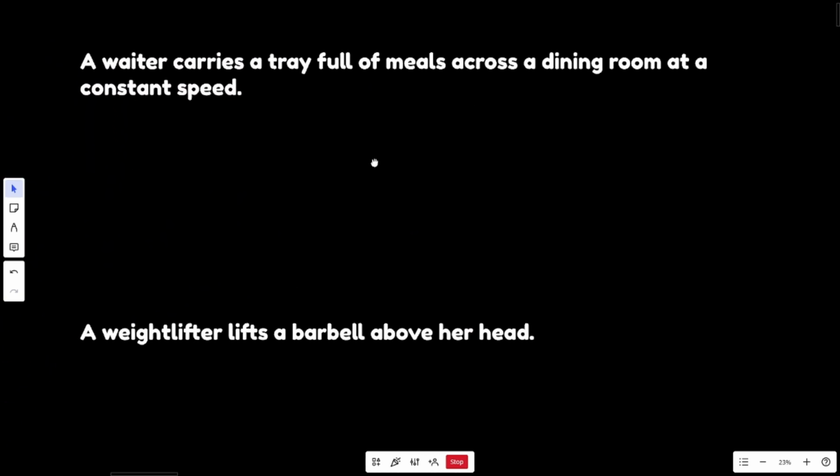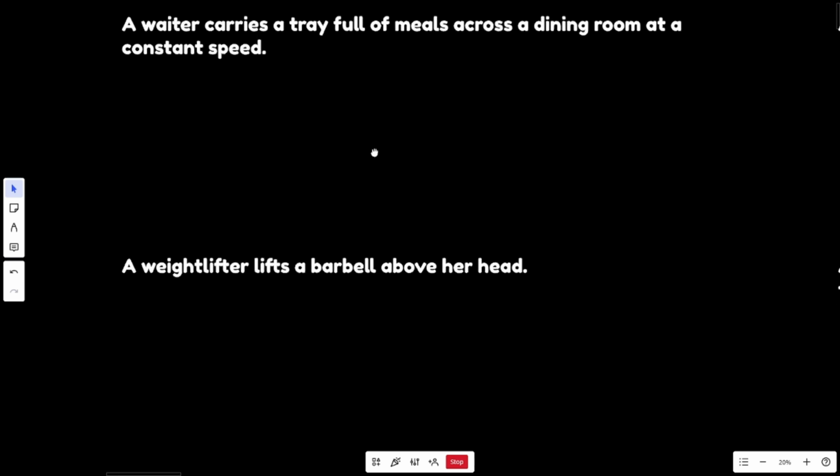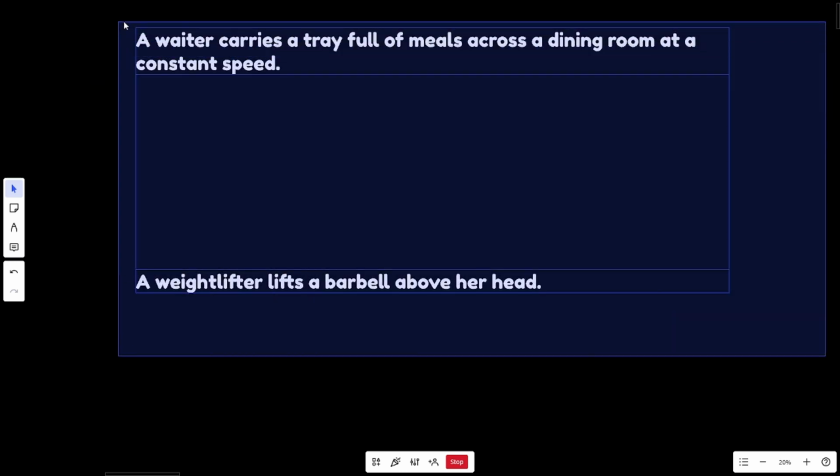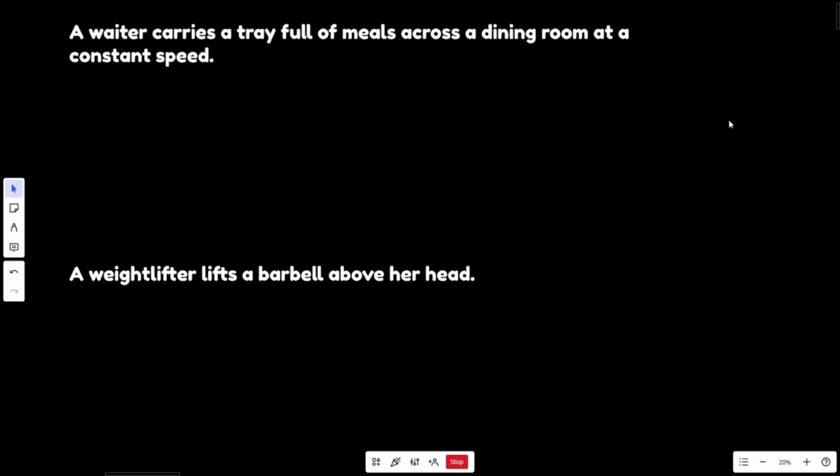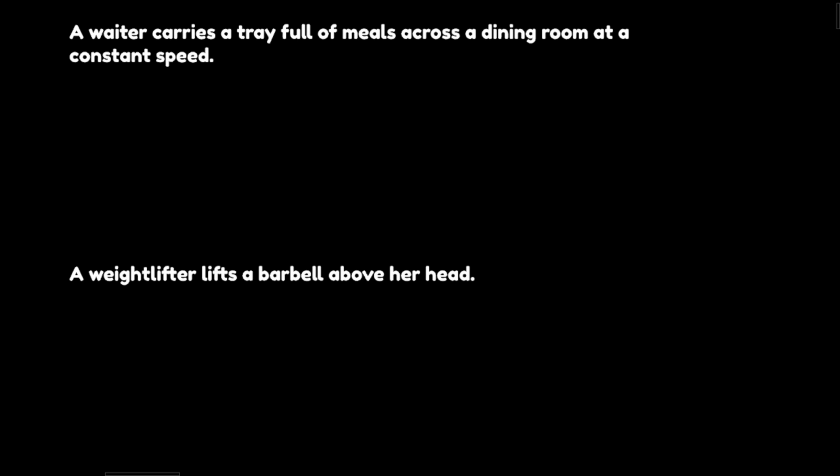So let's try these 2. Well, actually there are 3, but only 2 can fit on my screen. So a waiter carries a tray full of meals across a dining room at a constant speed, and a weightlifter lifts a barbell above her head. So take into consideration this set of situations. Which of them has work, and which of them does not have work?